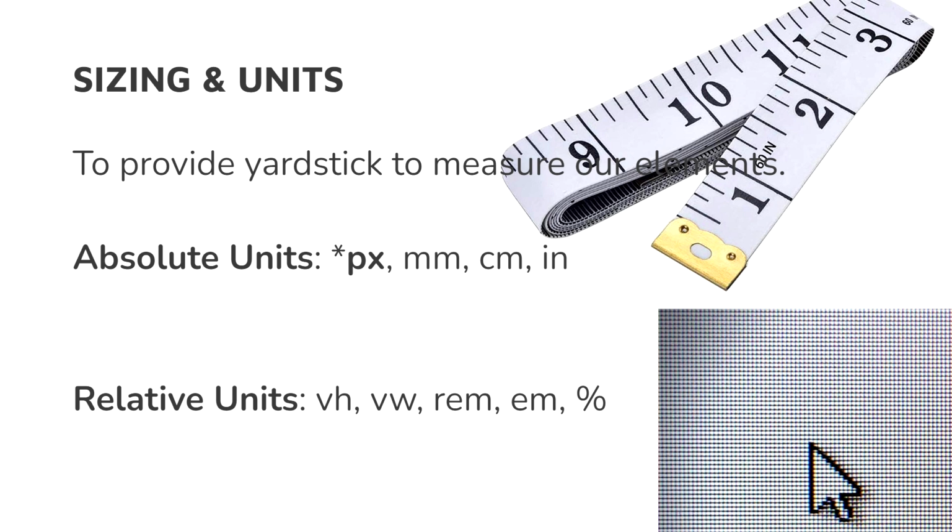Absolute units basically remain the same no matter the type of device you are working with. And here, examples of absolute units we have in CSS include inch, centimeters, millimeters, and pixels. Pixel is an absolute unit you are very likely to be working with more of the times, and this is how pixels look like.